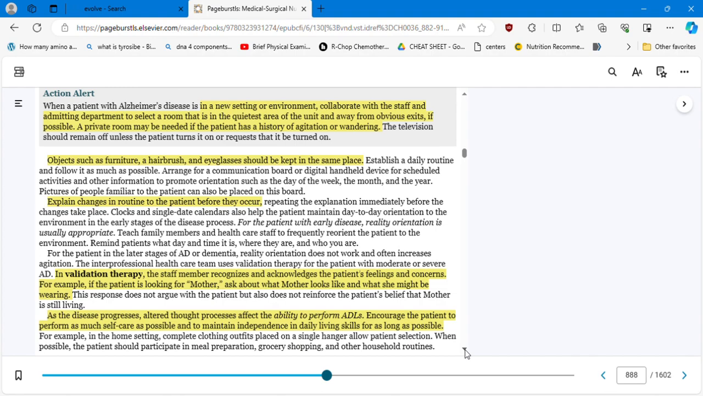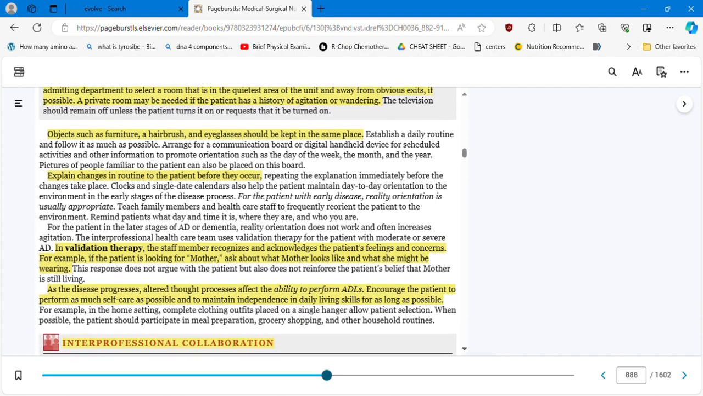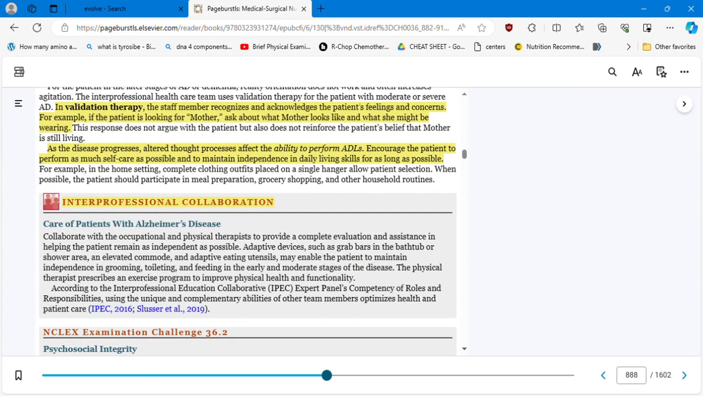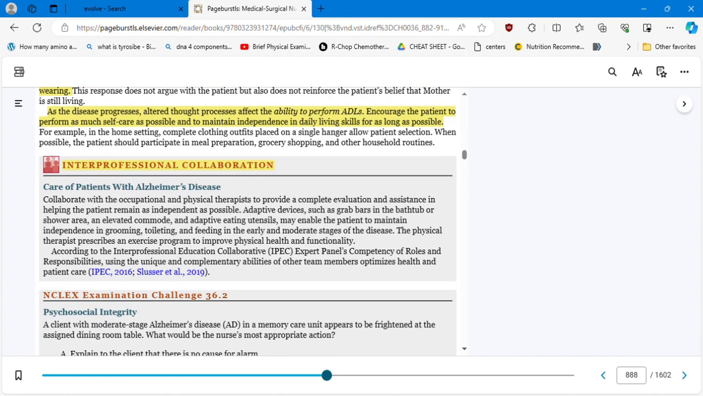Objects such as furniture, hairbrush and eyeglasses should be kept in the same place. Explain changes in routine to the patients before they occur. In validation therapy, the staff member recognizes and acknowledges the patient's feelings and concerns. For example, if the patient is looking for mother, ask about what mother looks like and what she might be wearing. As the disease progresses, altered thought processes affect the ability to perform ADLs.